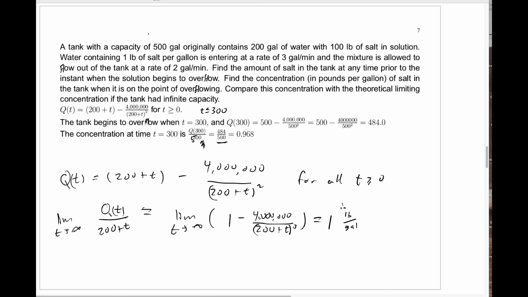And that's not surprising, because the water that's being pumped into the tank contains 1 pound of salt per gallon. So in the limiting situation, the initial concentration, which was actually only 1/2 pound per gallon, becomes less and less important, and the concentration becomes dominated by the concentration of the incoming water. And you'll see that when the tank is overflowing, that concentration is 0.968, which is already pretty close to the limiting value.